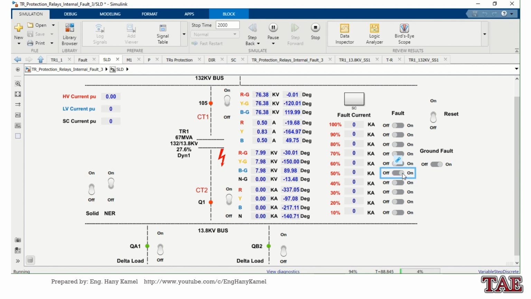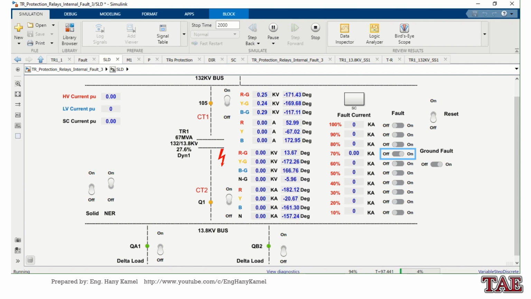First 50%. Till now 50% from the winding is not protected. And 60%. Still not protected. And 70% and operated. You can see it gives trip command and the transformer is now isolated.